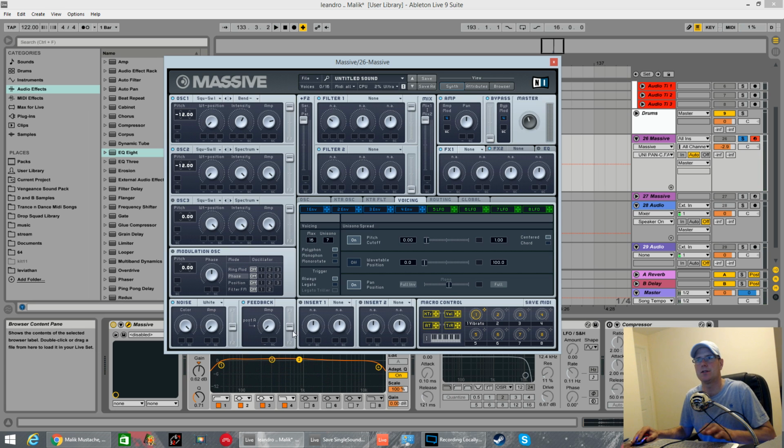Feedback, I turned it on. Route to filter 1, which we haven't got to yet, but pushed it just past the post A mark. White noise we didn't use. I did use a bit of modulation oscillator. I used phase of oscillator 1. Turn it on, push it up just 0.8 just to detune it slightly.